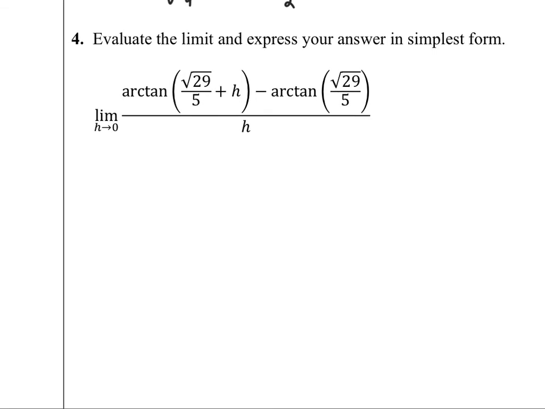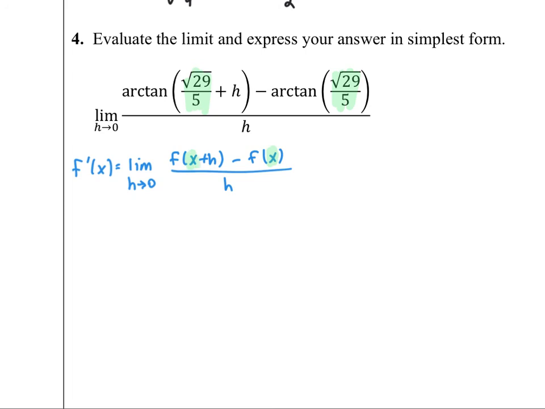formal definition of a derivative. So you should recognize the similarities. And here is that limit definition. And you can see that my f of x is sitting right over here. And this is my f of x plus h. The only difference is I actually have a value plugged in for the x. I have the square root of 29 over 5 in place of that x.